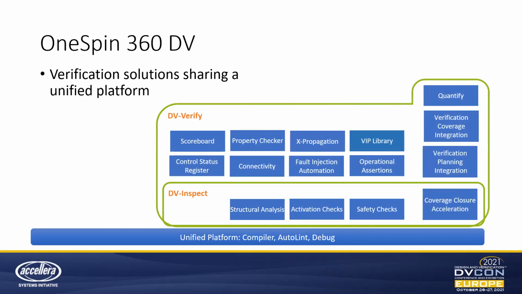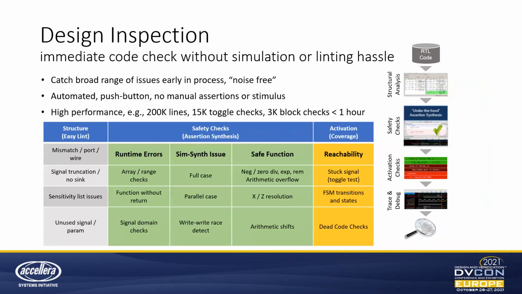On top of DV Inspect, there are the DV Verify solutions. These are apps that are automated, and the user written assertions are also part of the DV Verify solutions together with the coverage solution. So these apps, verification IPs, user written assertions, and the coverage solutions are part of the DV Verify solutions, and they are coming on top of DV Inspect. But today's topic is DV Inspect, and let's see how DV Inspect is actually helping, and what type of checks are in the solution.